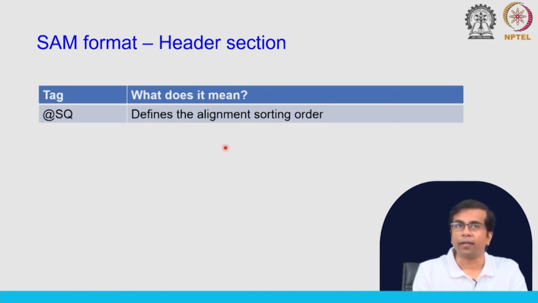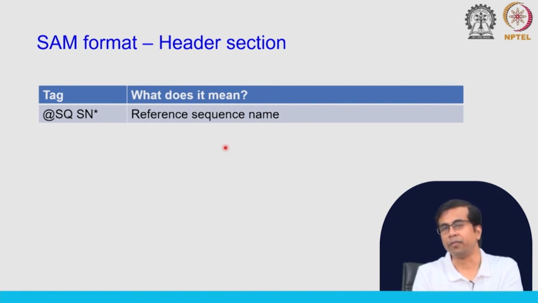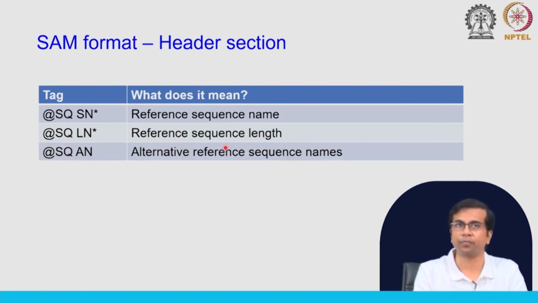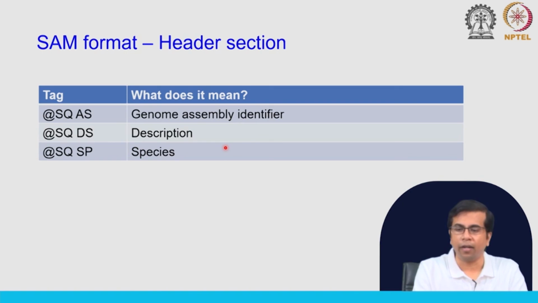Then you have something called @SQ. So this will give you the alignment sorting order, how the alignment is sorted. So that is given in this @SQ. @SQ SN, this will be reference sequence name. So star means this information will be there by default, and then you have SQ LN star, this is the reference sequence length. So reference sequence name, the genome that you are working with, so this information will be there. You can also have @SQ AN, which is the alternative reference sequence name. So some reference sequence may have another alternative name that is also given here. You can also have other fields, SQ AS, DS, SP.